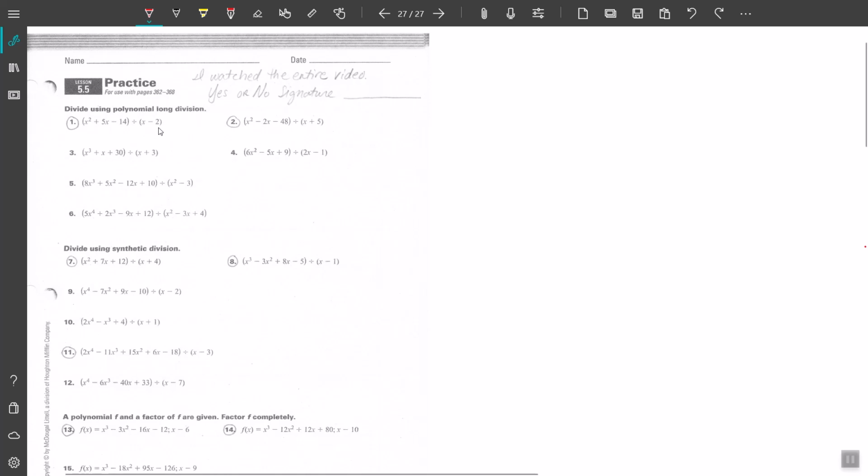I've got my problem over here, number 1, and I have x squared plus 5x minus 14 being divided by x minus 2. So you have to recall that your divisor comes after the division sign, and that's going to go on the outside of the division bar. And then your dividend goes underneath the division bar.